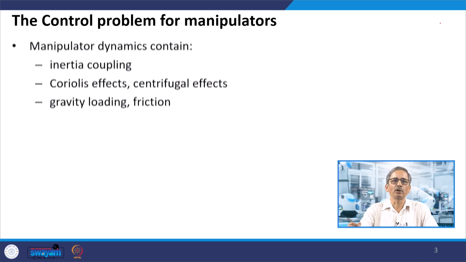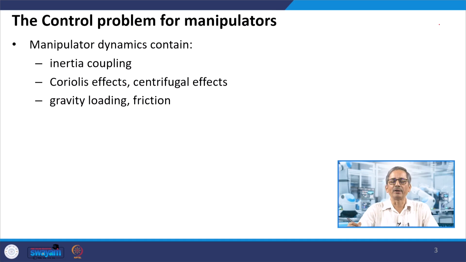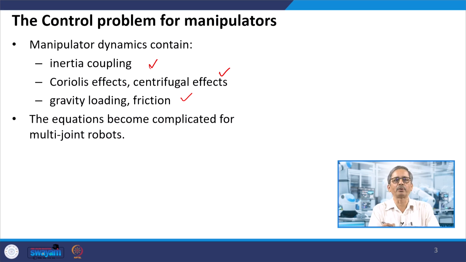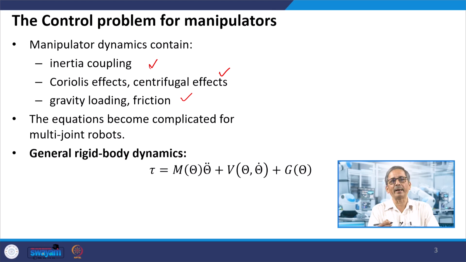So, the control problem for manipulators. As we have seen, the manipulator dynamics contains these terms. Basically you have the inertia coupling, the Coriolis and centrifugal effect terms, then gravity loading is there and friction is there. All these terms contribute to the manipulator dynamic equation, or the manipulator torque requirement, and this equation becomes complicated for a multi-joint robot. If a robot has many degrees of freedom, then this becomes further complicated, right?